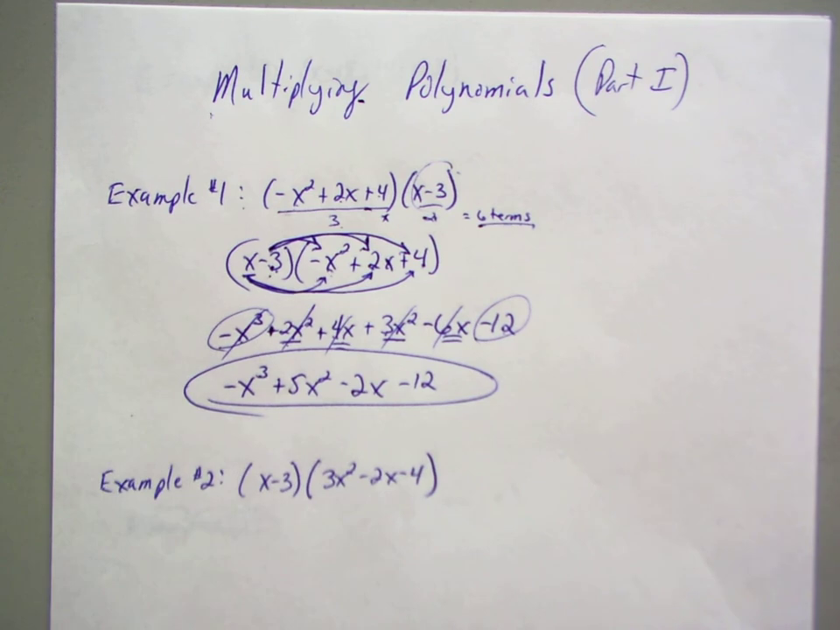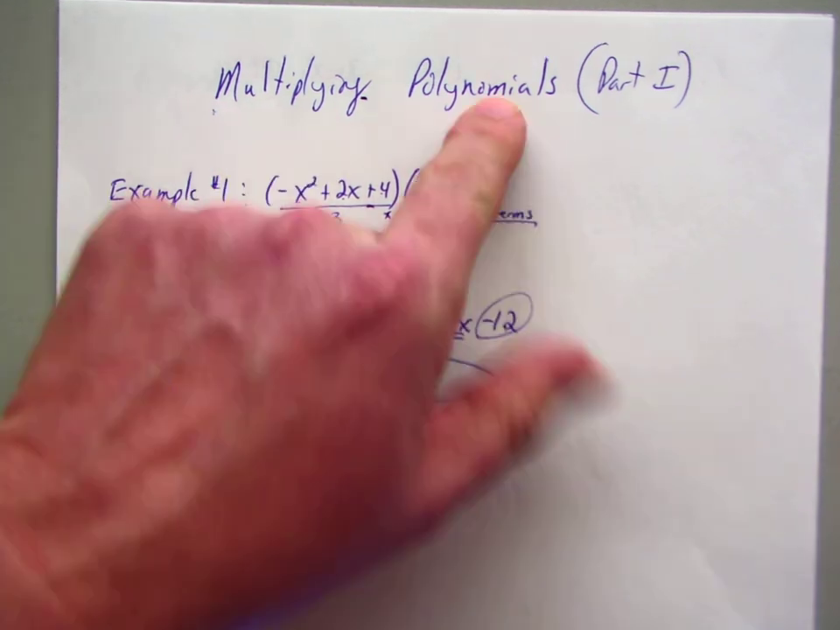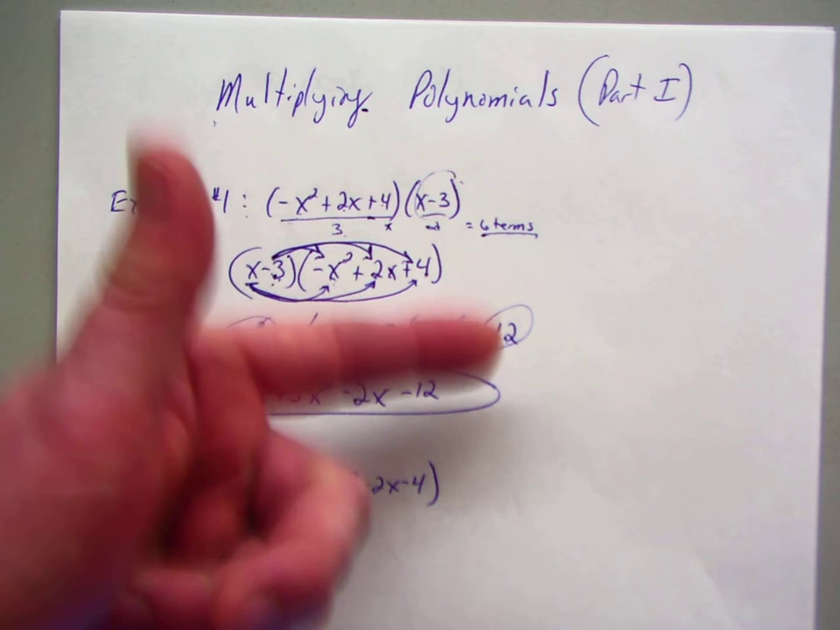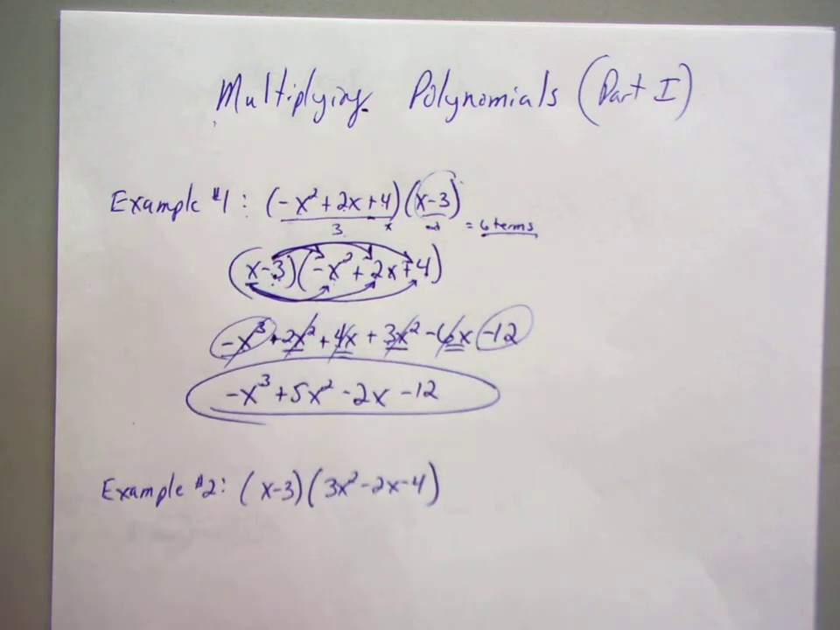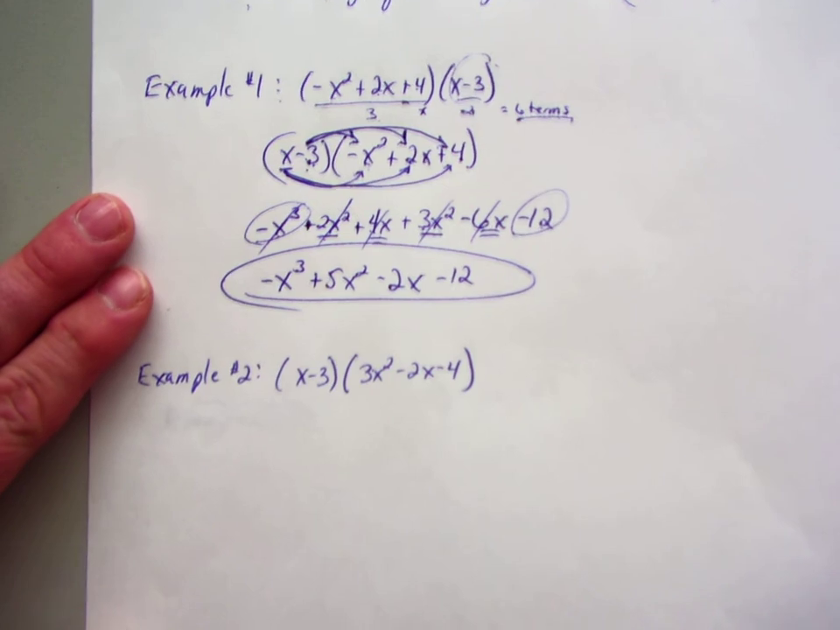So I have a new polynomial. When multiplying polynomials, your first step is to multiply everything through, and after that it just becomes like we did in the last video: you just add and subtract like terms. Alright, so let's look at another example.